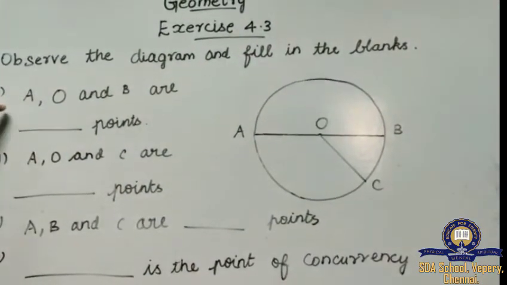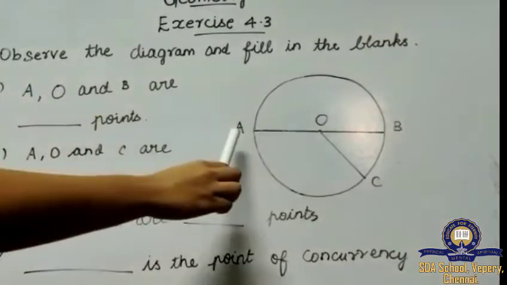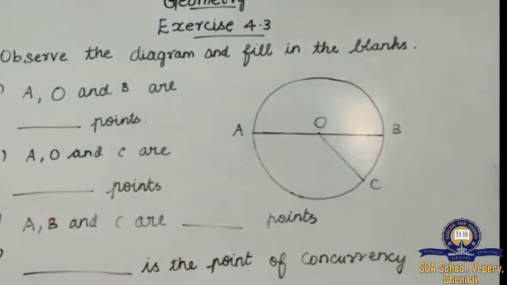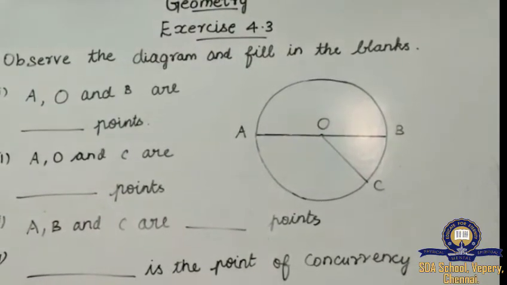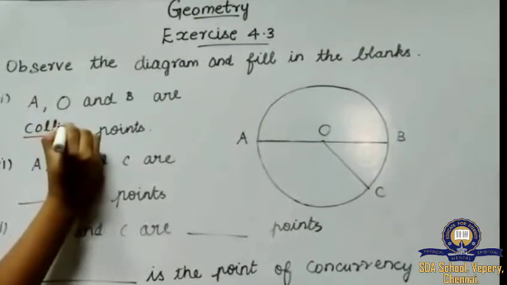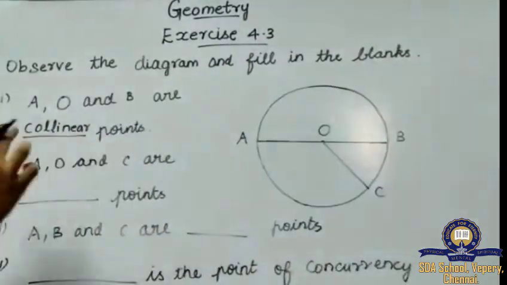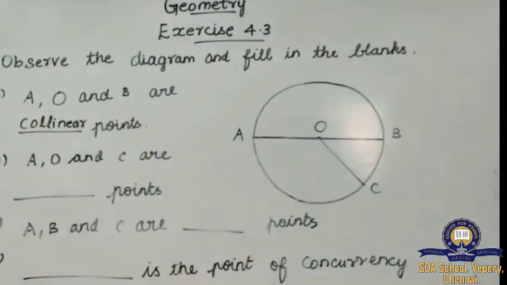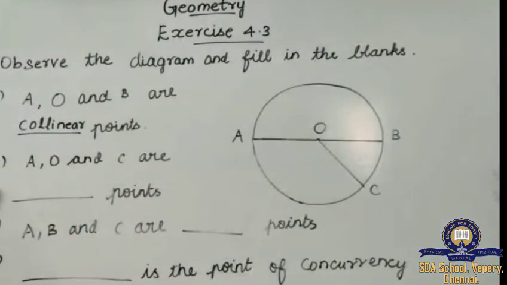The first one asks: A, O and B are dash points. You know that A, O, B all lie on the same line, right? When all three points lie on a line, such points are called collinear points. So the answer for this question will be collinear. A, O and B are called collinear points since all three points lie on a same line. Let's move to the second subdivision.